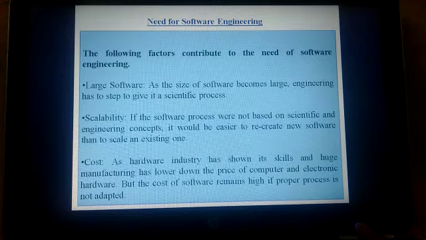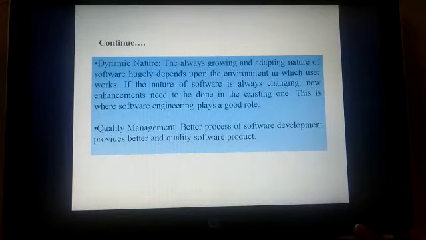So here are some factors which contribute to the need for software engineering, as we want large software, which becomes large from the perspective of engineering and needs scientific processes, scalability, cost, dynamic nature, and quality.